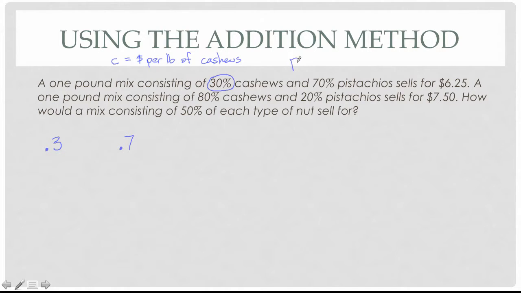And P, I don't know the price per pound of pistachios. I know how many pounds I have. I don't know the price per pound. That's what I'm going to solve for.